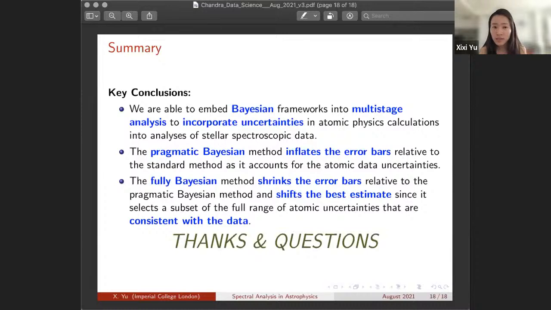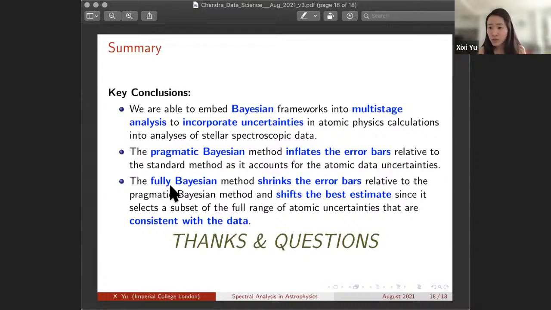In this case, the initial study on the pragmatic Bayesian method is assuming that we don't have any prior knowledge about the emissivities, so the observed photon counts would not provide any information on those data. So this is about the pragmatic Bayesian method. But for the fully Bayesian method, we do let the data provide information on our choice of emissivities.